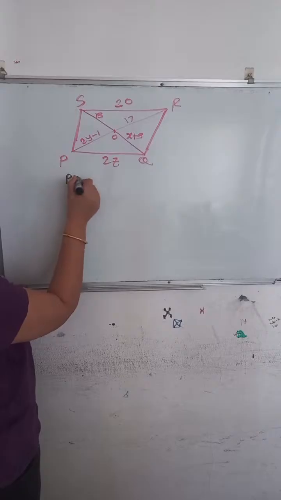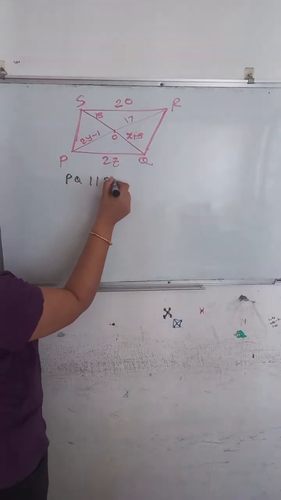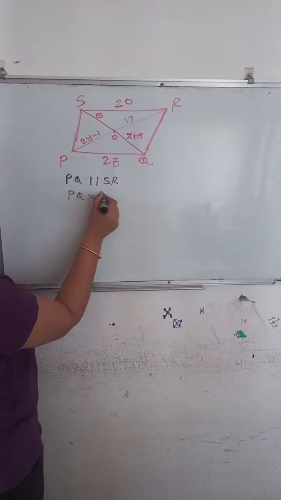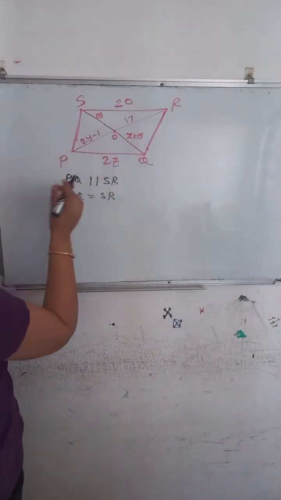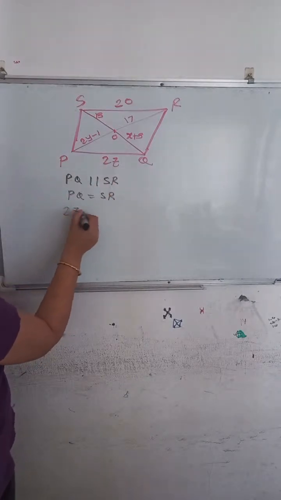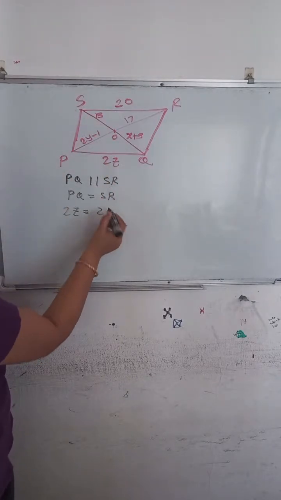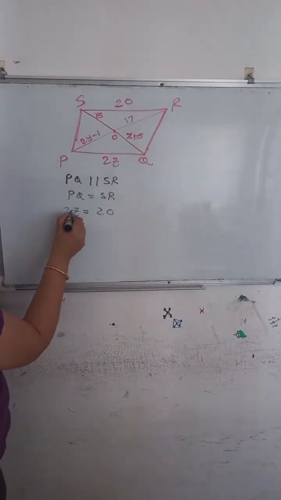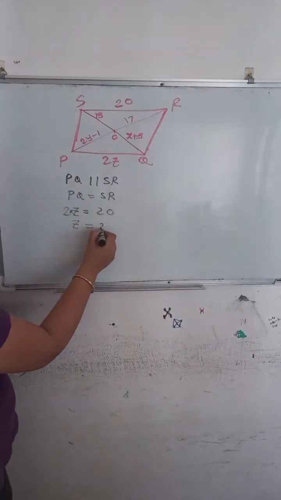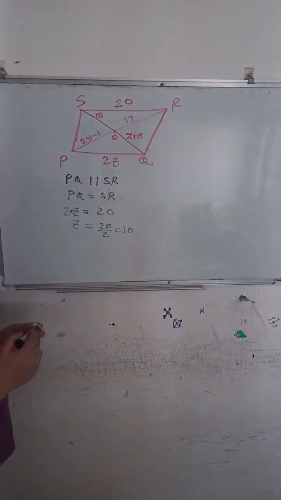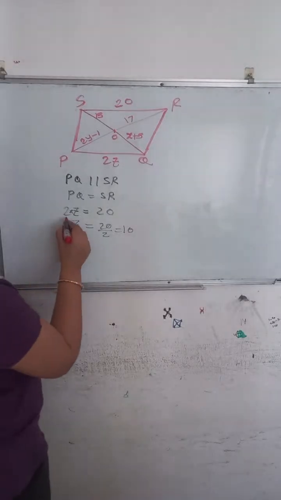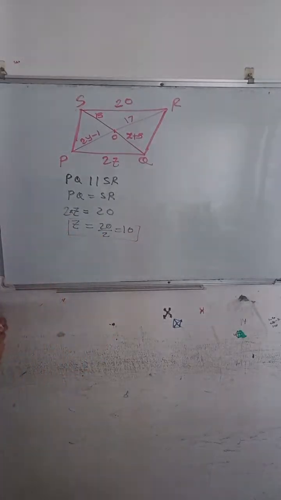Write with proper reason. PQ is parallel to SR, that means PQ is equal to SR. The value of PQ should be equal to SR. So PQ is 2z and SR is 20. Since 2 is multiplied to z, transpose that 2 to the other side, that is 20 by 2, which is 10. So I got the value for z, and z is 10.